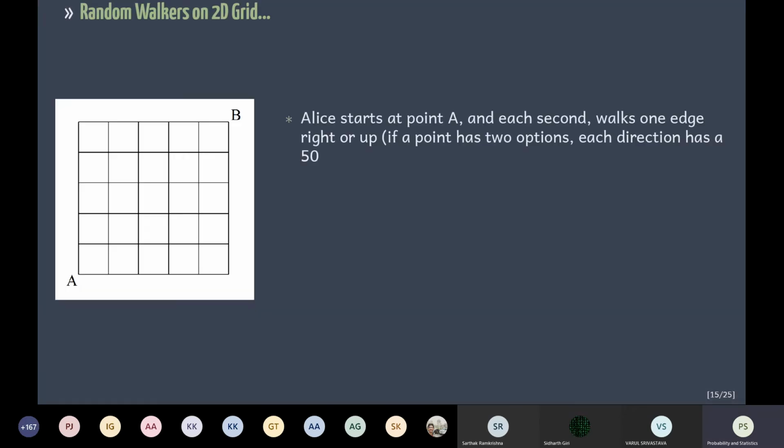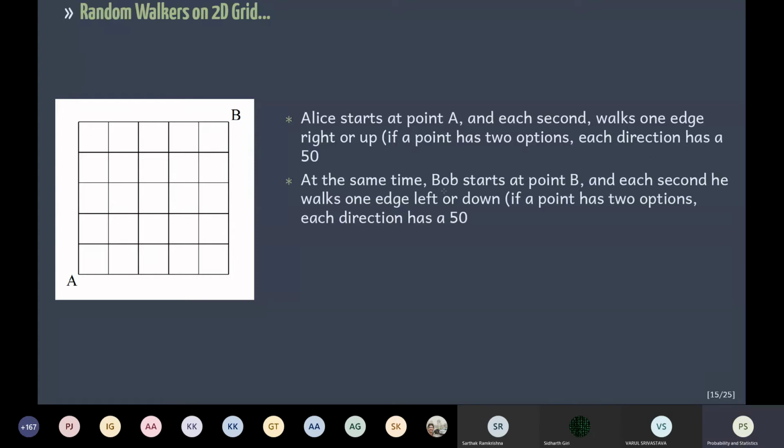Now we can do a random walk in 2D. Let us say we have a 2D problem, but we are doing a random walk; this is slightly more complicated than the 1D problem. In 2D, let us say you start from here. Let us say there is Alice that starts at point A and then walks one edge right or up. So Alice can walk one step right or one step up. If she is here, then she can go like this or like this. There are only two things here, right or up.